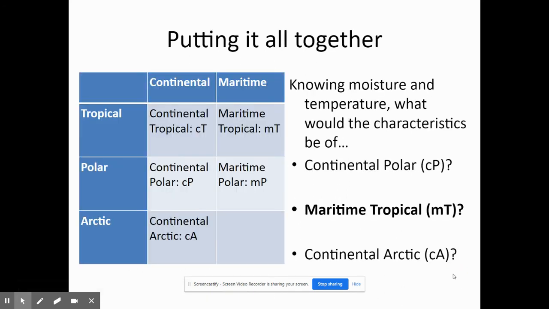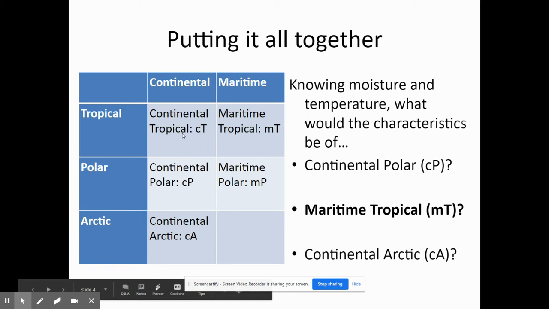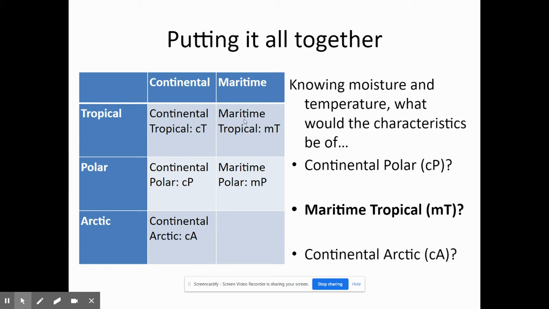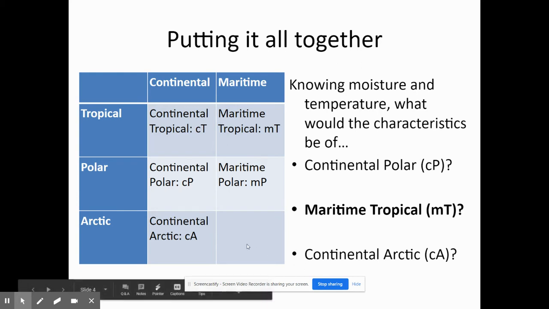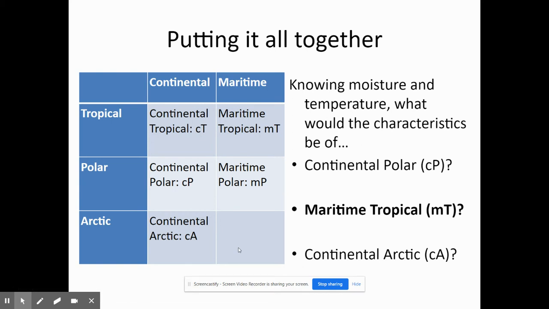Okay, so let's talk about what it means if it's continental tropical. That means that it's dry and it's warm. Maritime tropical will be very humid air. It's moist and warm. Continental polar would be dry and cool. Maritime polar would be moist and cool or cold. And then continental Arctic is very, very cold and dry as well. There is no maritime Arctic because if it's that cold, there's no evaporation at that point, okay?